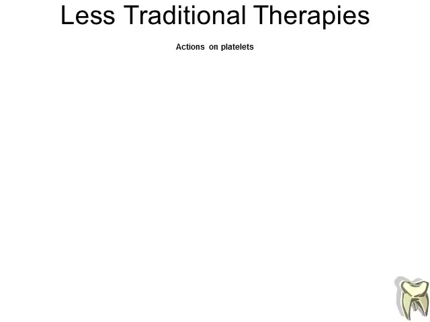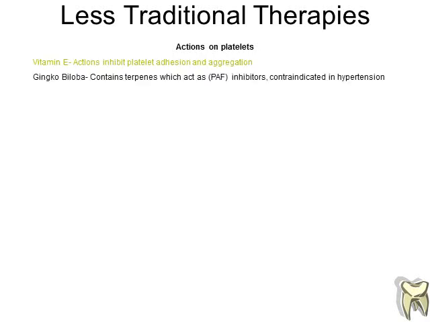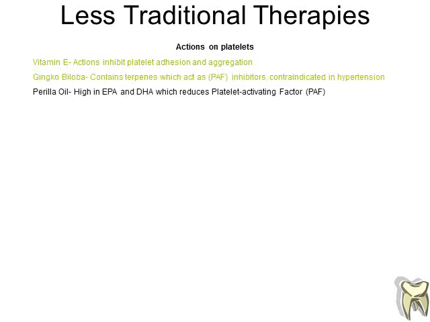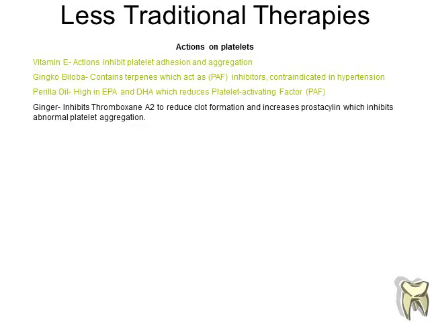Alternative therapies, well, less traditional therapies, ones that have actions on platelets. Vitamin E, the action inhibits platelet adhesion and aggregation. Ginkgo biloba contains terpenes that act as PAF inhibitors, but they're contraindicated in hypertension. Perilla oil is high in EPA and DHA, which reduces platelet activating factors. Ginger inhibits the thromboxane A2 to reduce clot formation and increases the prostacyclin, which inhibits abnormal platelet aggregation.